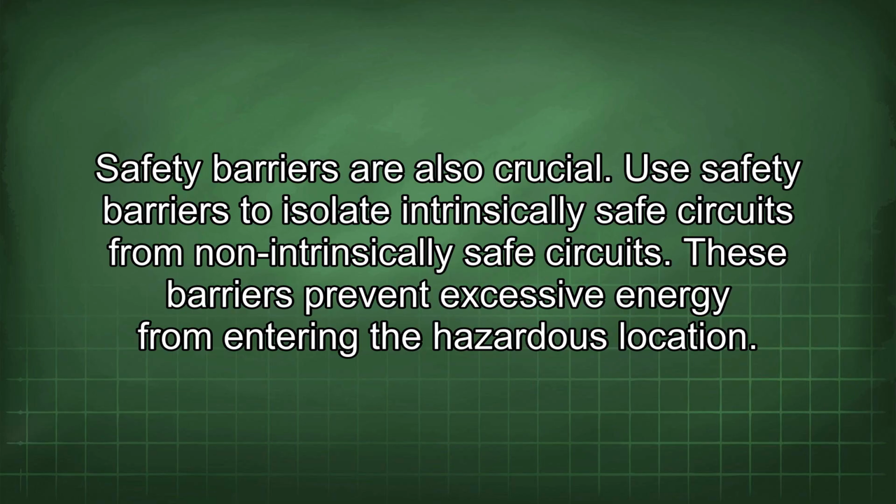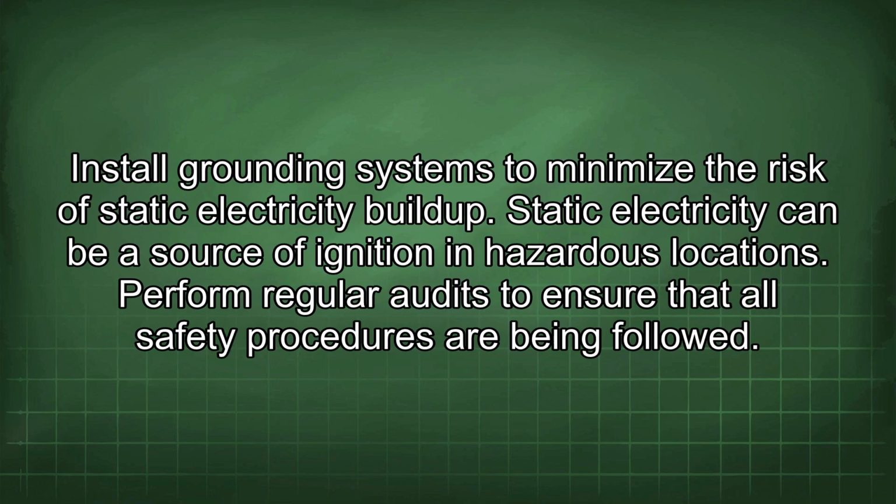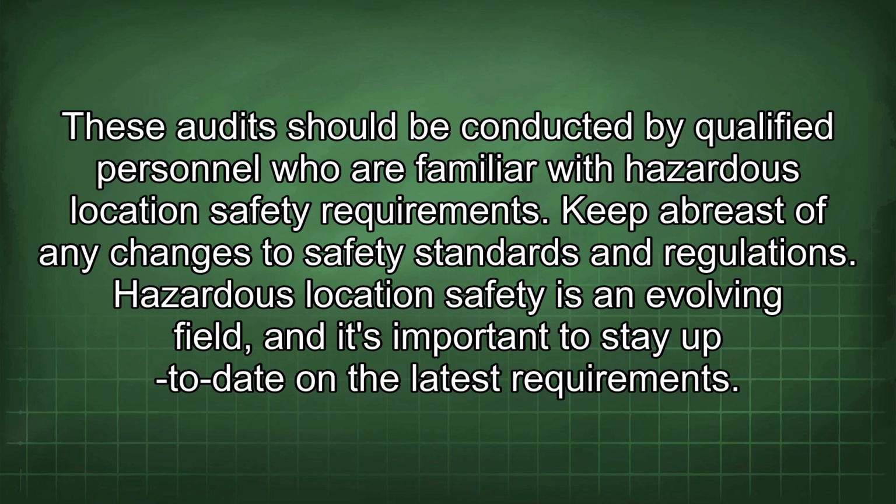Safety barriers are also crucial. Use safety barriers to isolate intrinsically safe circuits from non-intrinsically safe circuits. These barriers prevent excessive energy from entering the hazardous location. Install grounding systems to minimize the risk of static electricity buildup. Static electricity can be a source of ignition in hazardous locations. Perform regular audits to ensure that all safety procedures are being followed. These audits should be conducted by qualified personnel who are familiar with hazardous location safety requirements.